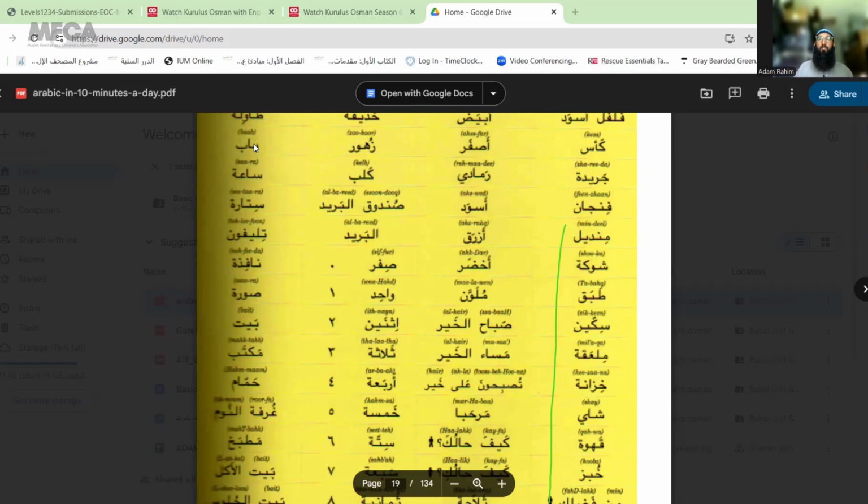The next word is shawkatun. Sheen with a fatha followed by a waw with a sukun, shaw. Shawka, the kaf with a fatha. Shawkatun, which is a fork. Then we have طبق. طا with a fatha, ba with a fatha, qaf with a tanween. طبق, which means plate.